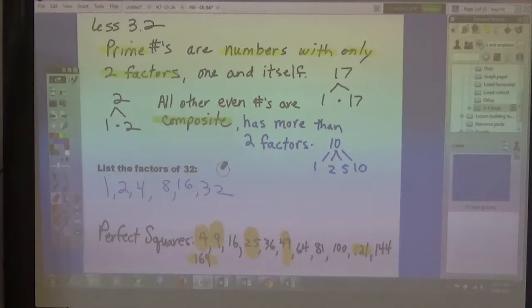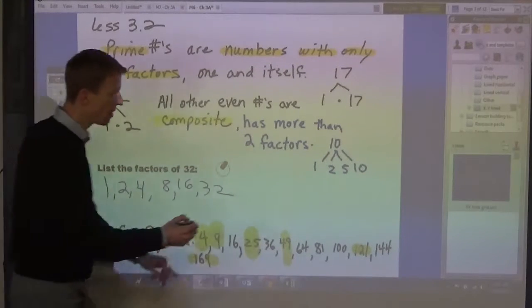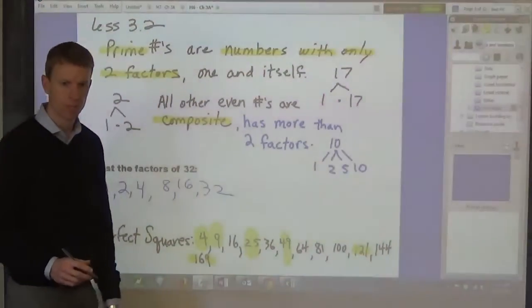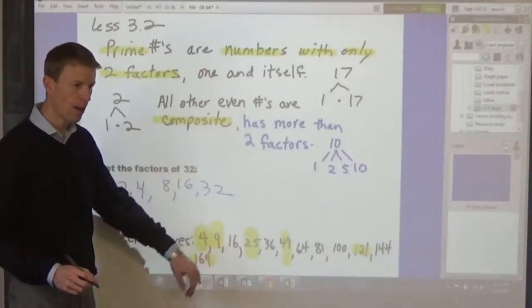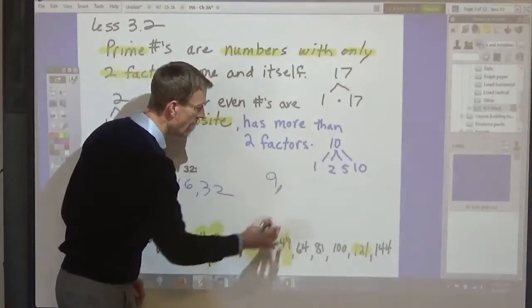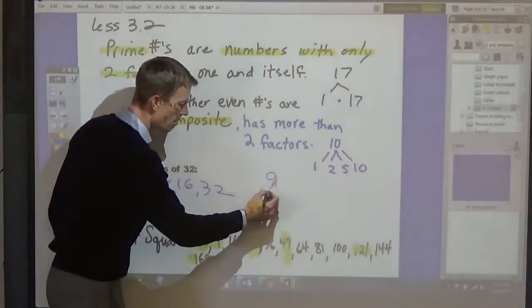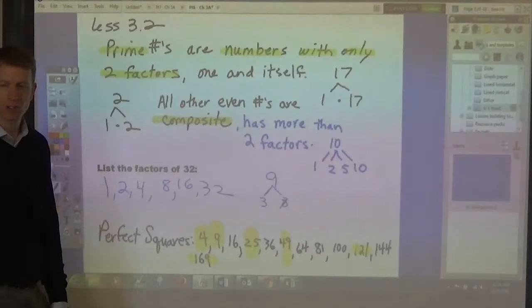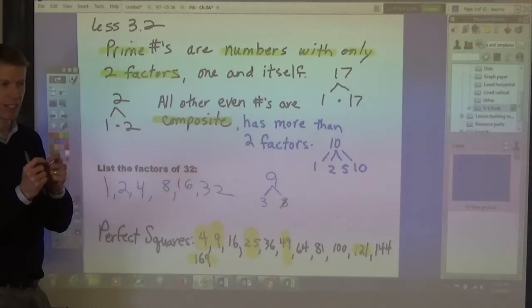Now, there are some numbers that you need to be familiar with. They're called perfect squares. That is a special number that's made by multiplying the same factor times itself. Sometimes the factors are prime numbers. So, for example, 9 is made by multiplying 2 prime numbers together. What other numbers are made by multiplying 2 prime numbers together?